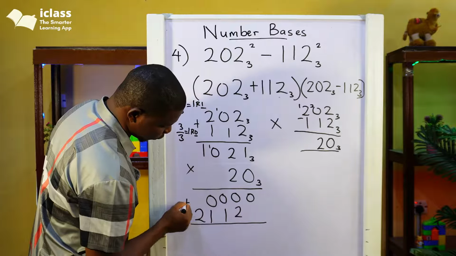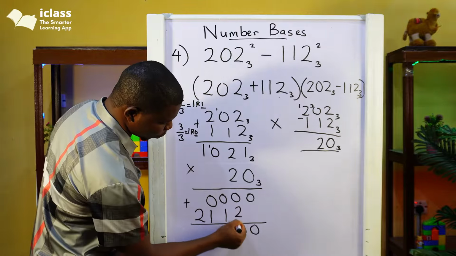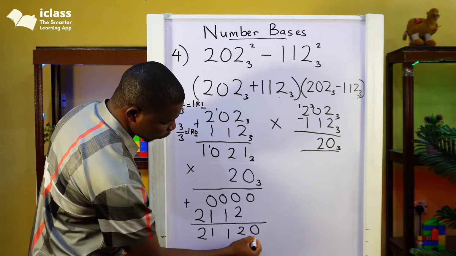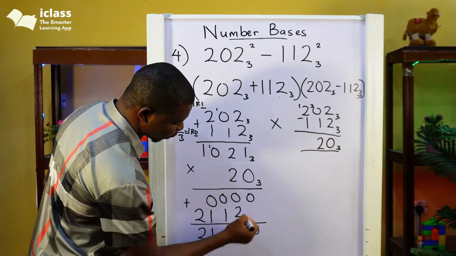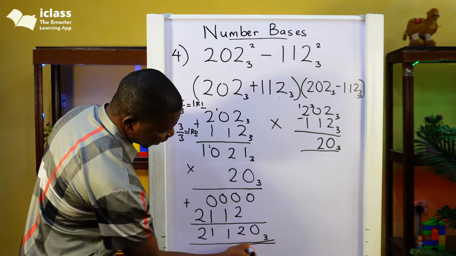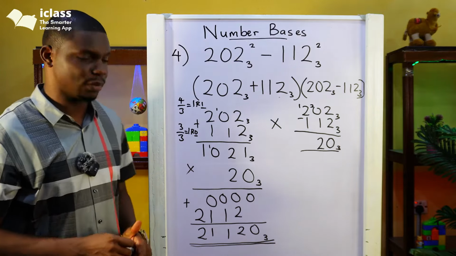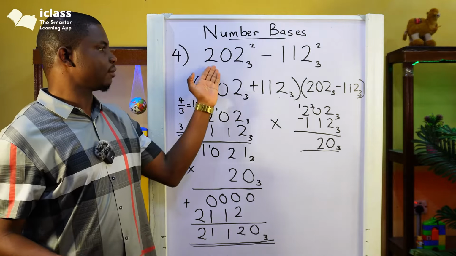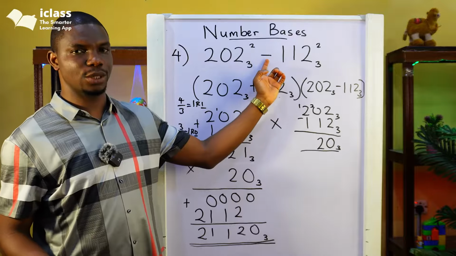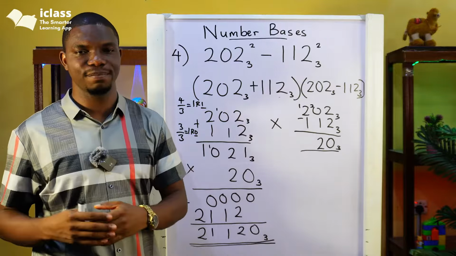So we have 0, we have 2, we have 1, we have 1, we have 2. So our answer is 21120 base 3. All right? It took some time, but if we first square this, and then did subtraction, it will take more time.